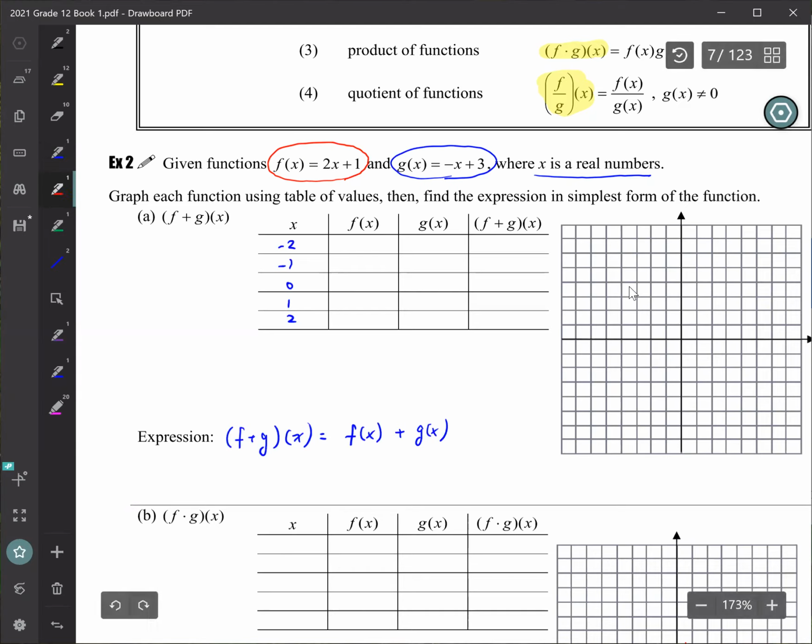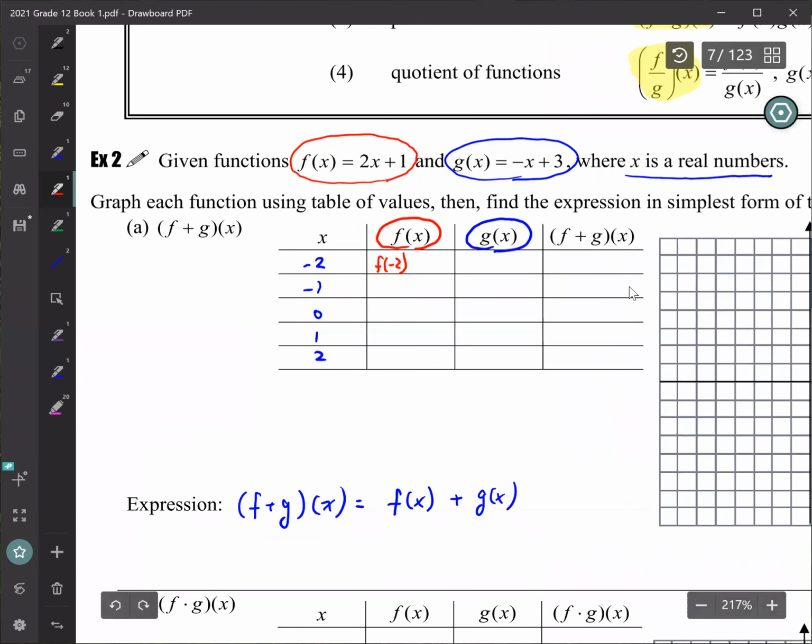And then for the f, we'll use the red. So we'll plug it into the function. And then for the g, you plug it into the g function. I'll do the first one and then you guys figure out the rest of the values, okay? So f of -2. You go to the f function, right? 2 times -2 is -4. -4 plus 1, -3. So you get -3 for the first one.